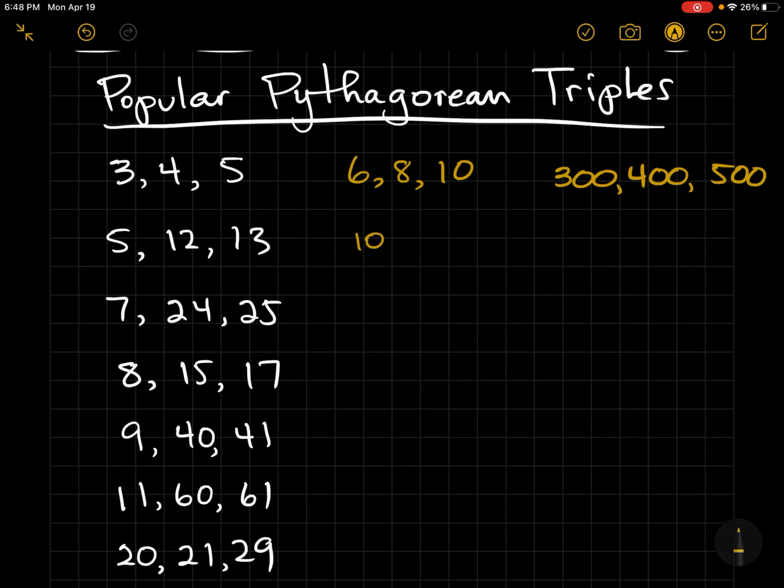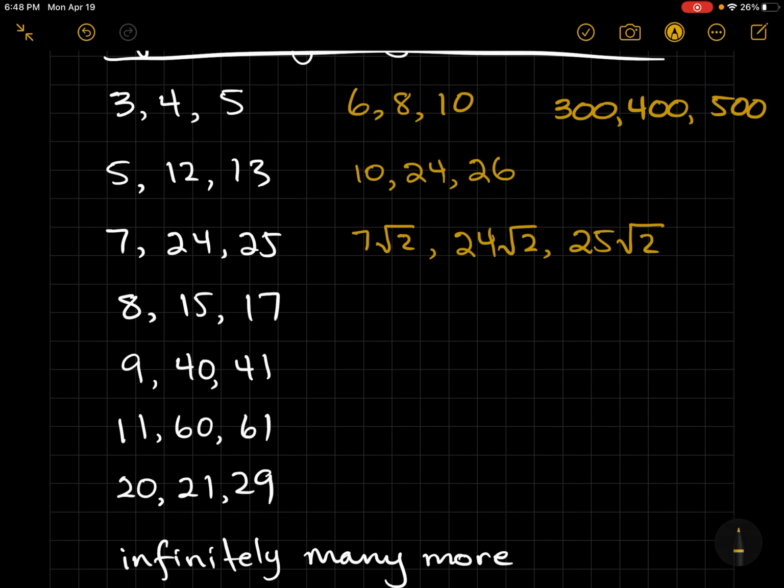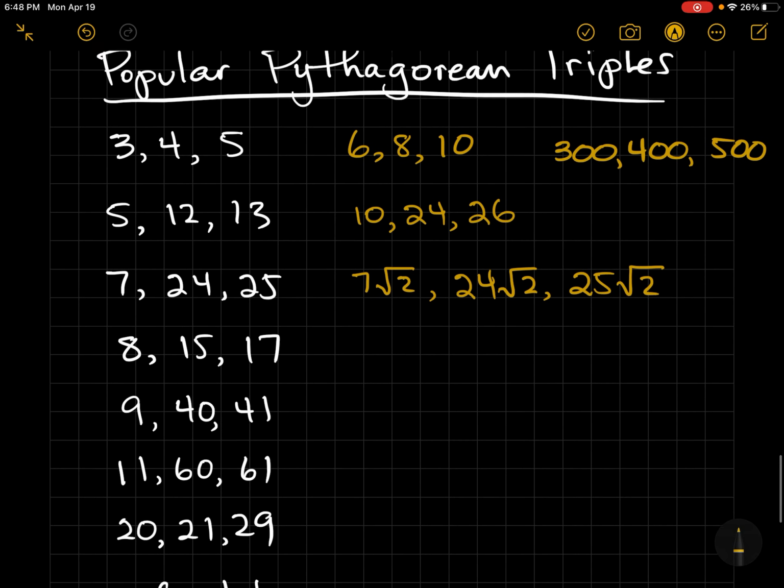You'll see these numbers when you get to working with right triangles. They'll come up. You can double them, triple them, multiply by any number. You could even multiply all of them by radical 2, and they would still be Pythagorean triples. So it's kind of magical. Yay. You could multiply them all by pi or whatever. And like I said, there are infinitely many Pythagorean triples.